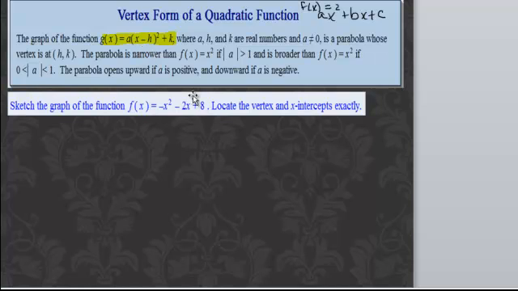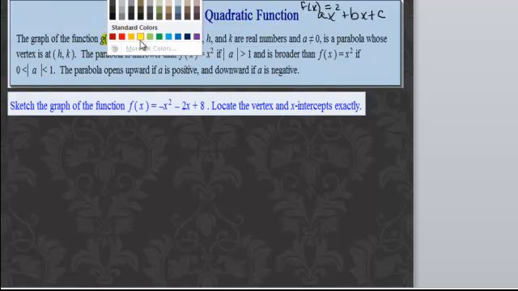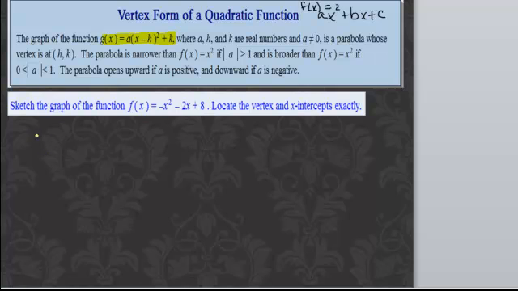Okay, so let's see if we can put this function into a vertex form. To do that, we're going to have to complete the square. Let me change my color, make sure you can see what I'm doing here. So we have f of x is equal to negative x squared minus 2x. I'm going to leave a little bit of space here, and then plus 8.